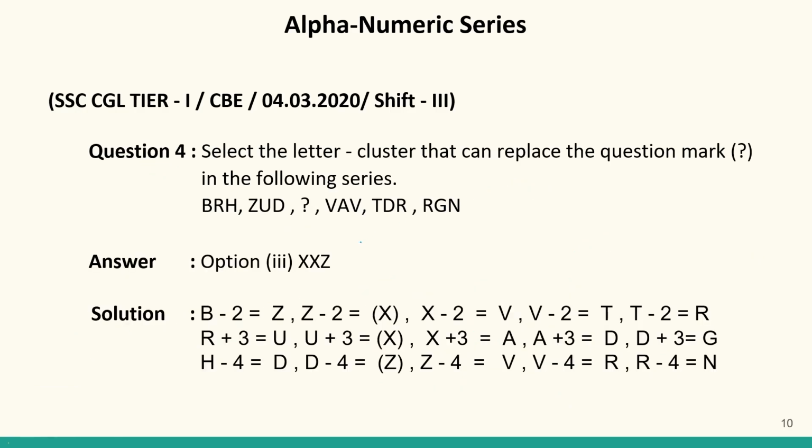Okay. Here you can see we have treated them as 3 different series. For the first series, we are going 2 steps back. For the second series, we are going 3 steps forward. And then third series, we are going 4 steps back, 4 positions back.